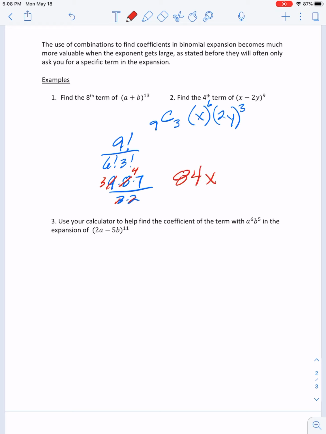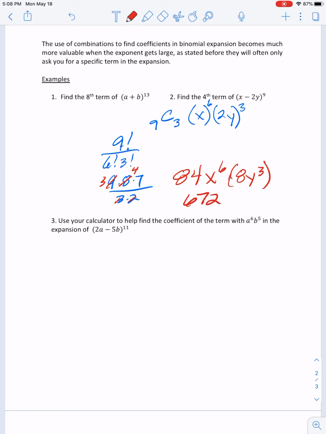We can see that it's x to the 6th. And then that's going to be, careful here, 8y cubed. Don't forget to cube the 2 as well. So the last thing we have to do is multiply 8 times 84. Let's see, 8 times 80 is 640 plus 32. Looks like about 672 if I do that right. So our final answer is 672 x to the 6th y cubed.